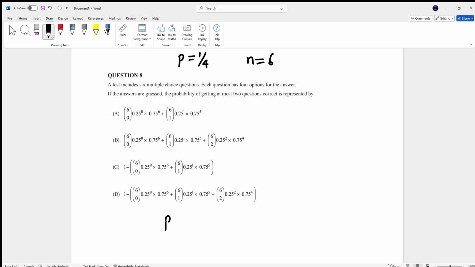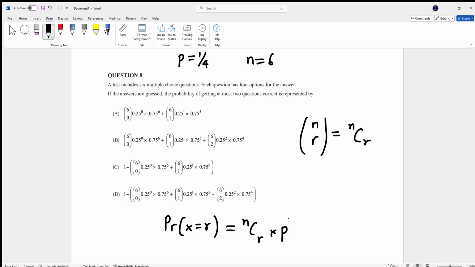So our binomial formula, the probability that x is equal to r, which is our successful thing, will be n choose r. Now, if you see these guys here, n choose r can also be written like that. That's what they've got here. Times the probability to the power of r, times 1 minus the probability to the power of n minus r.